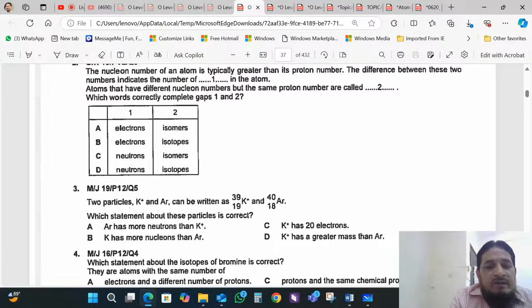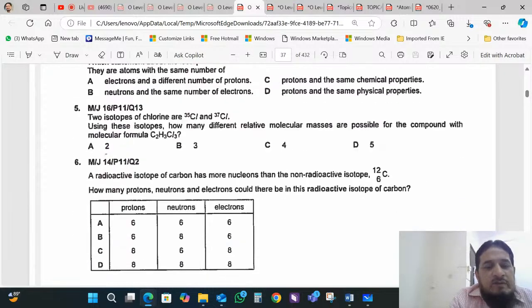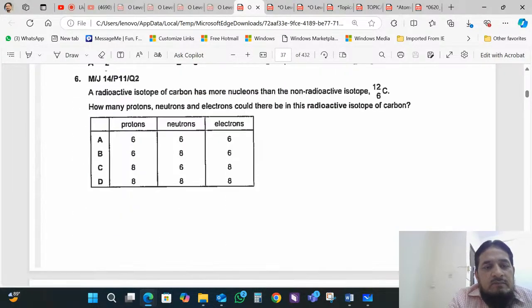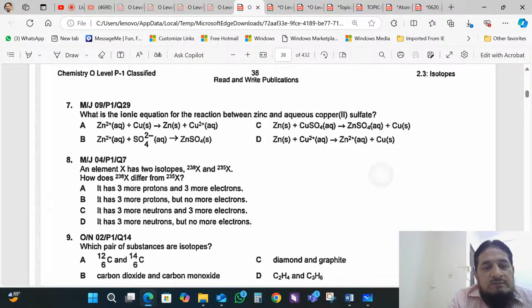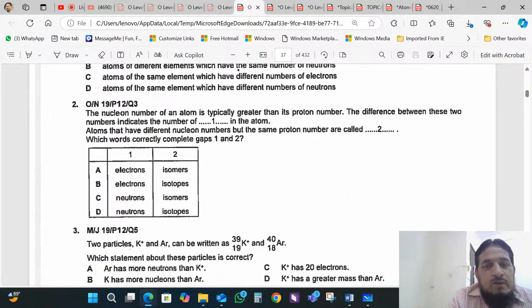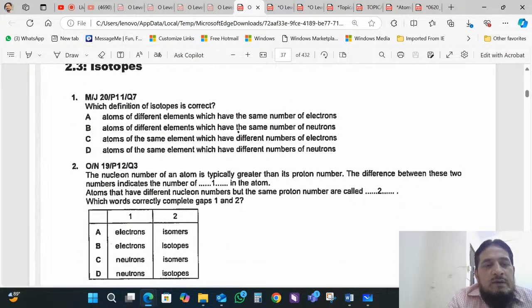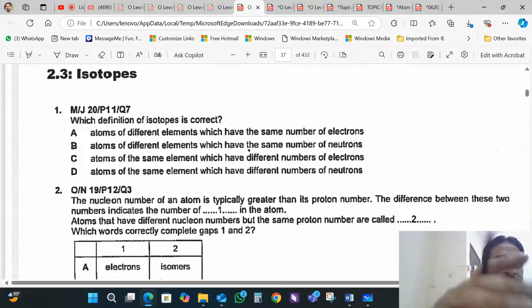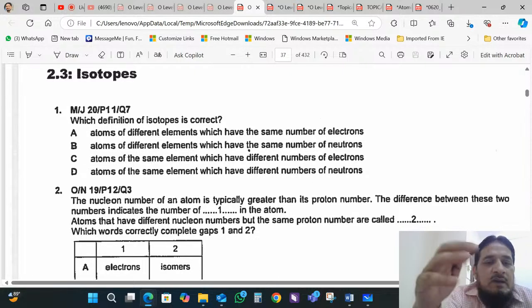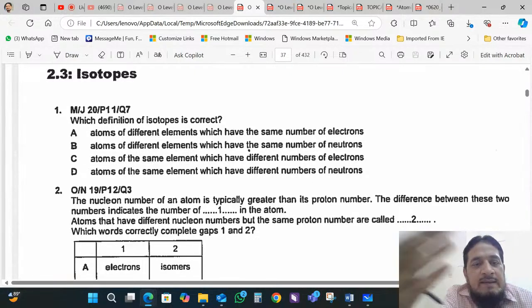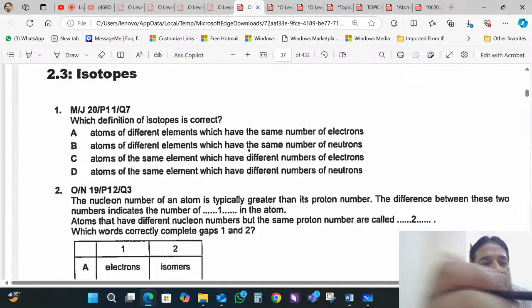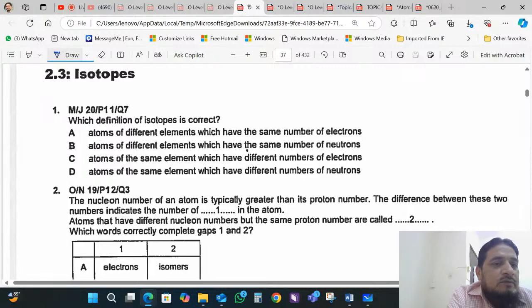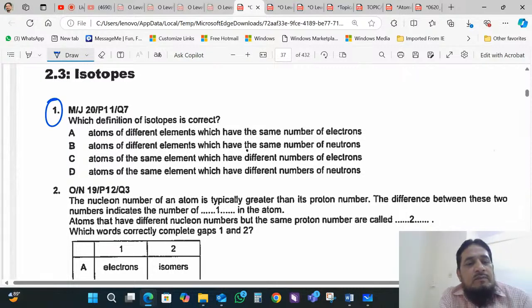So let me see what kind of question I should take, difficult or easy. So actually, first you simply need to take the concept, and then you are going to apply that concept on different kinds of questions. So I'm going to do only one question for isotope. Which definition of isotope is correct?